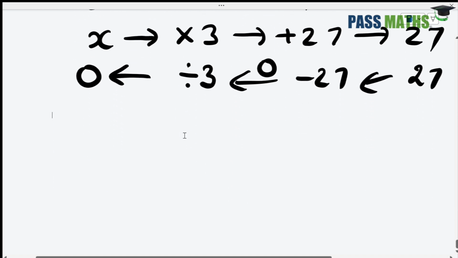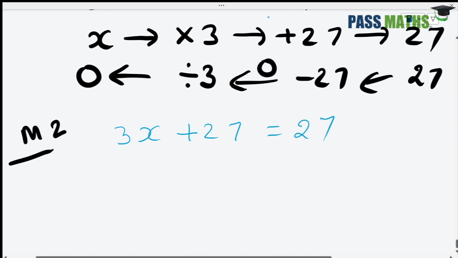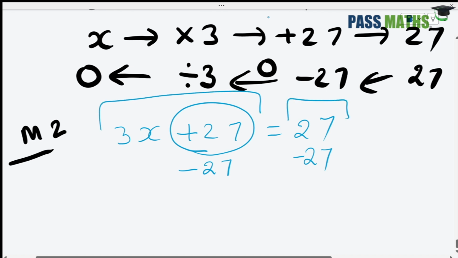Other method. Method number 2. It will be like this. Our question was 3x plus 27 is 27. So what do we do first? We get rid of this 27. How can we remove it? How can we eliminate it? If we take away 27 from both sides. Both sides means both sides of the equal sign. This is the left hand side. That's the right hand side. So keep the balance, keep the equal sign in the middle here.